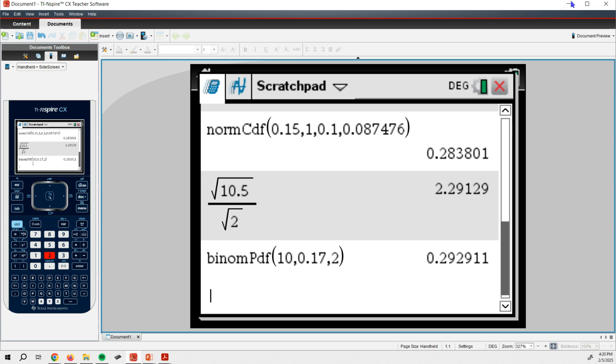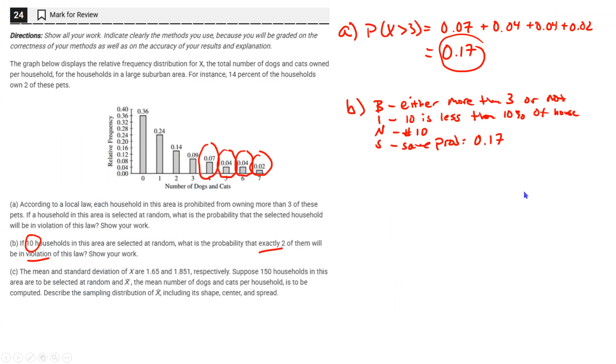0.2929. And so that's what we'd put. Binom PDF. And it was 10, 0.17. Oops. 2, and this is from the problem, and so that was 0.2929. There you go.